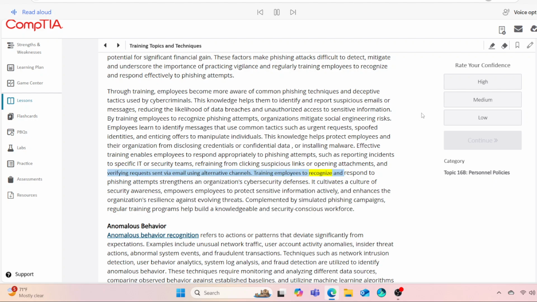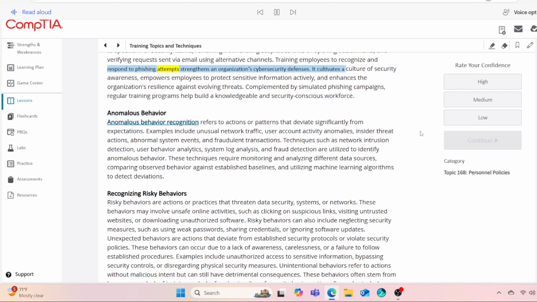Training employees to recognize and respond to phishing attempts strengthens an organization's cybersecurity defenses. It cultivates a culture of security awareness, empowers employees to protect sensitive information actively, and enhances the organization's resilience against evolving threats. Complemented by simulated phishing campaigns, regular training programs help build a knowledgeable and security-conscious workforce.